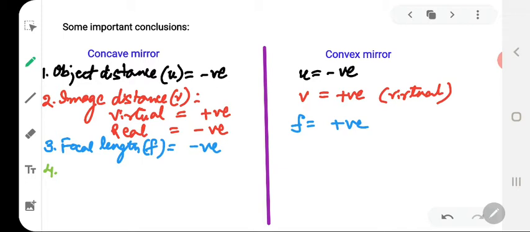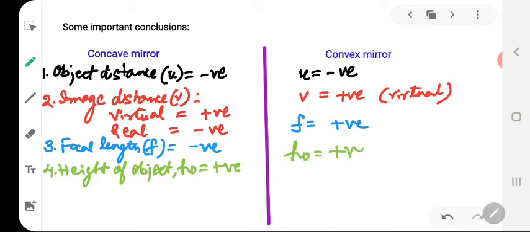Now coming to the sign of height of object and image. An object is always placed above the principal axis in the upward direction. So the height of an object is always considered positive.